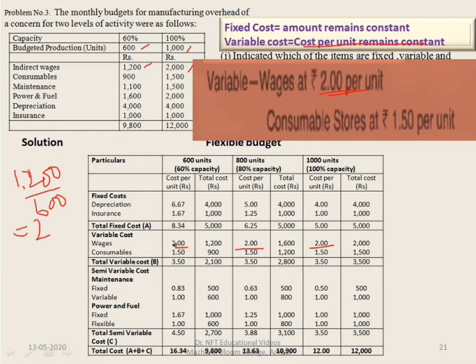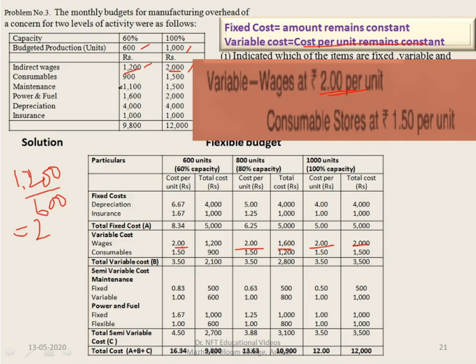Cost per unit remains constant. So 2 into 600 is 1200, which we have already taken. Then again 2 rupees into 1000 is 2000, which is already given here. So write the same thing. And 2 into 800, which we have to find out. For 800 units, 2 into 800 is 1600.